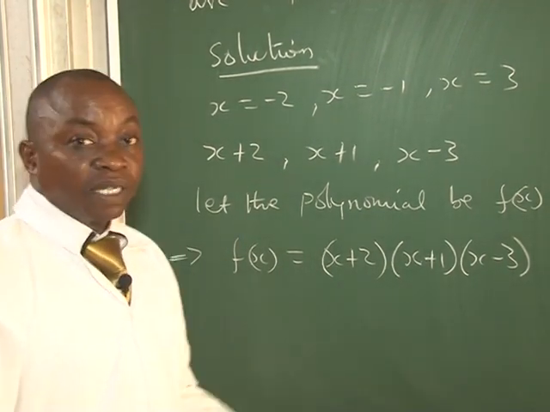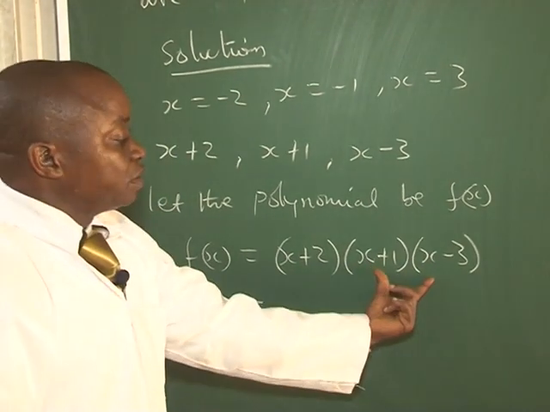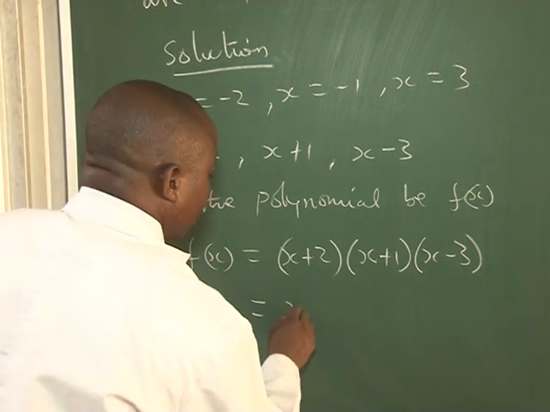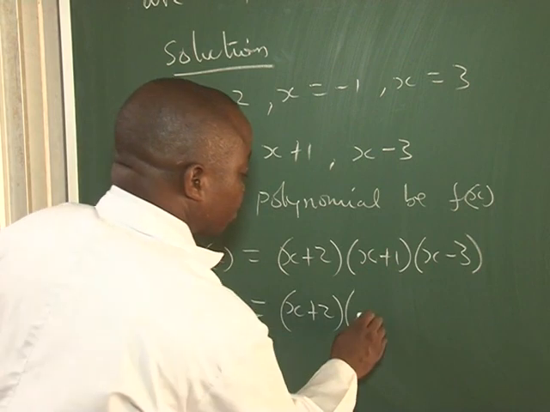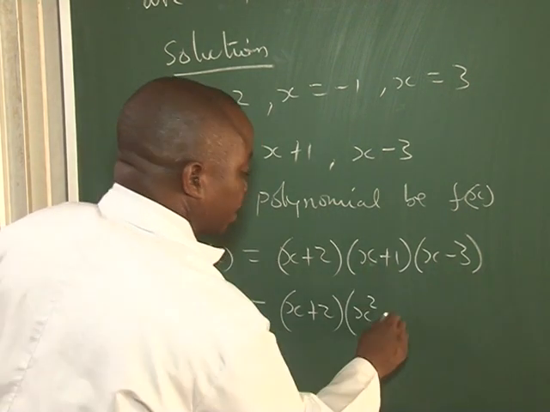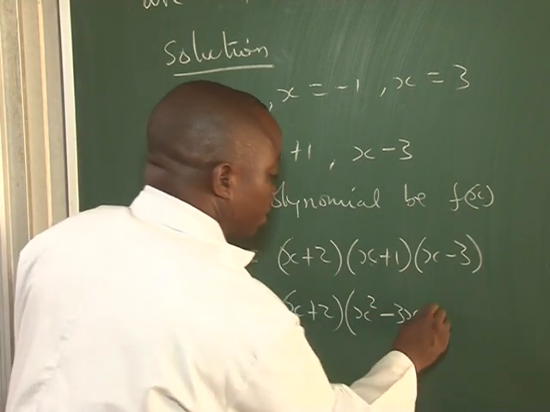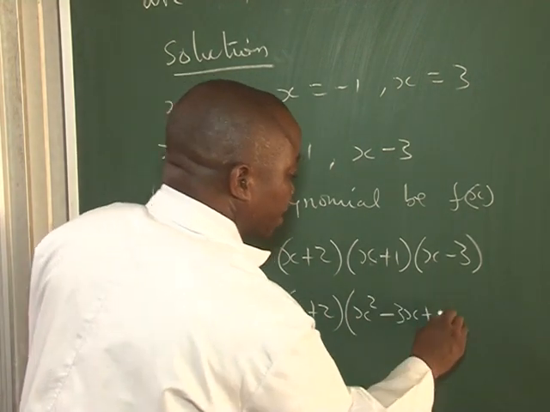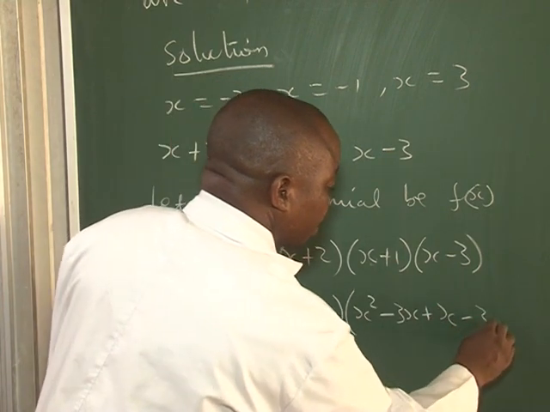Okay, let's find the polynomial by multiplying this. I'll start by multiplying these two so that it will be easier. x plus 2 times x minus 3: x times x will give us x squared, x times minus 3 is minus 3x, plus 2 times x is 2x, 2 times minus 3 is minus 6.